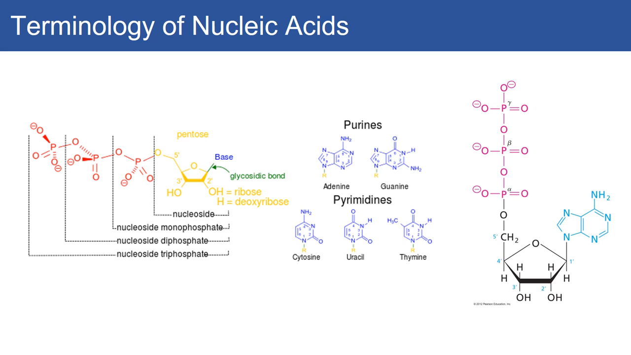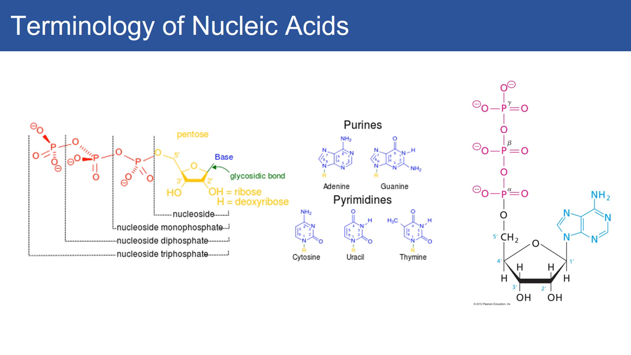The nucleoside is the base plus the ribose, and in RNA, we have a hydroxyl group at the 2' position, and a hydrogen in DNA at the 2' position. If we add in the phosphate groups, via phosphodiester bonds, we are going to have a nucleoside monophosphate, diphosphate, triphosphate.